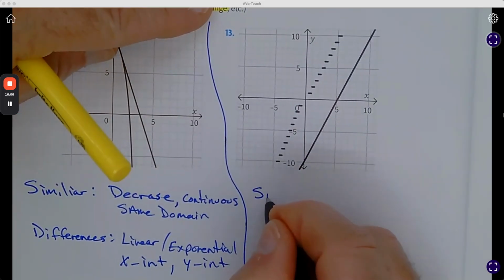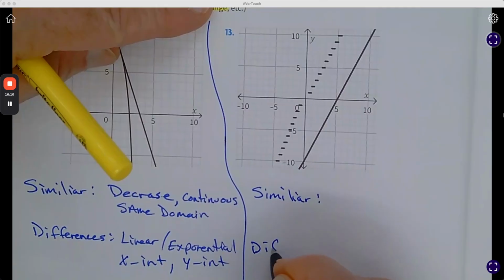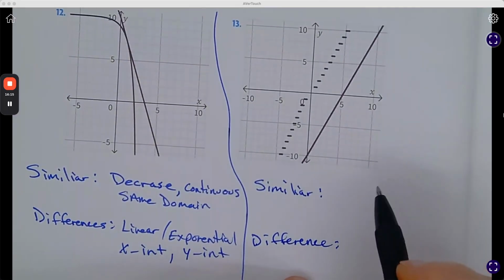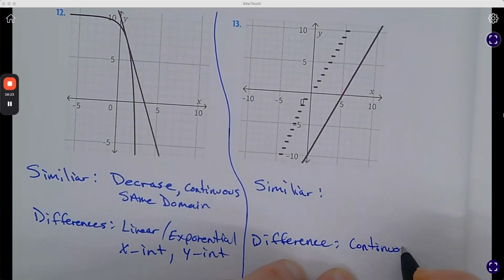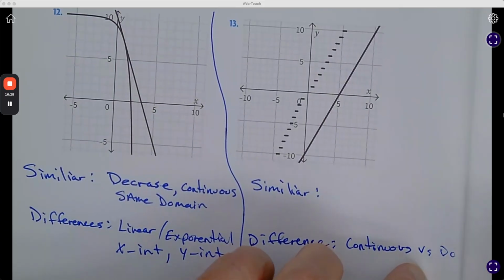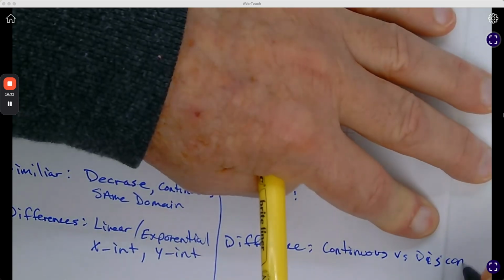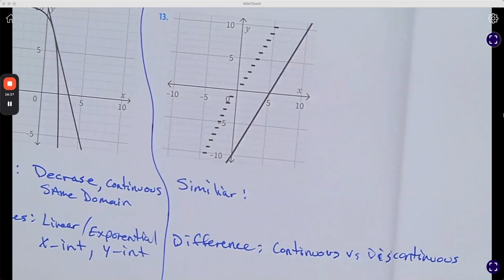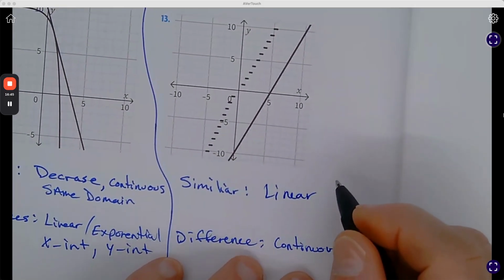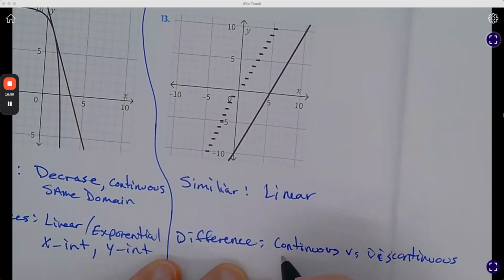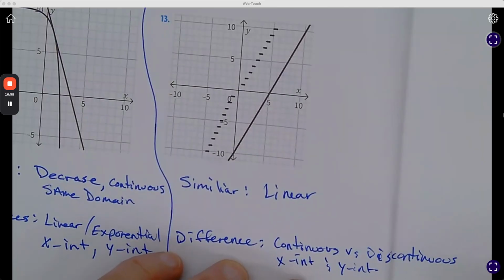All right, let's go to number 13. Similar. And difference. Okay, well, one thing about difference is right away I can say one is continuous and one is discontinuous. Similarity, they're both linear. Difference, x-intercept and y-intercept are different. I think their domains are also different. Something similar is they're both increasing.